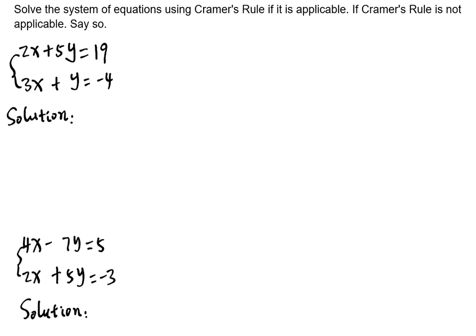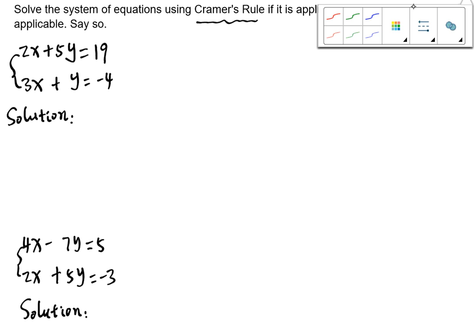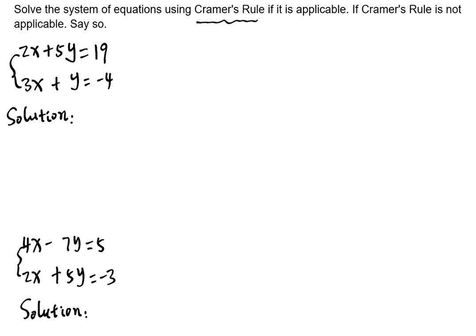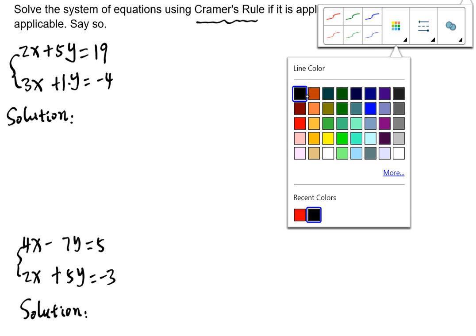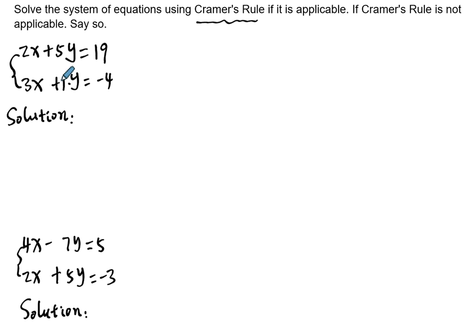In this video clip, we want to use Cramer's rule to solve the linear equation. And here, for the first example, we want to be a little bit aware that in front of y, the coefficient is really 1. It's not 0.